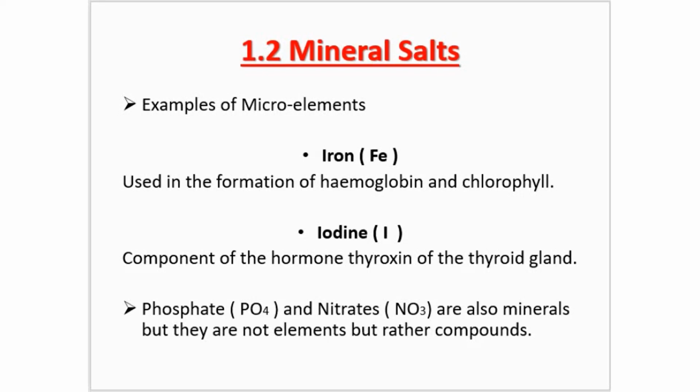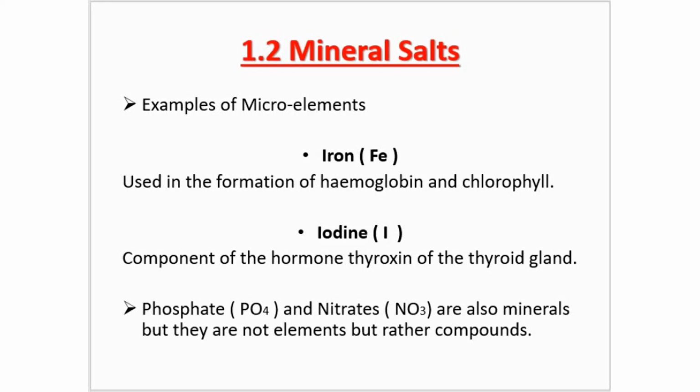And then there are examples of microelements now. These are the ones that are needed in small amounts. They are needed, but they're needed in small amounts. An overdose of these will obviously lead to catastrophic events. These include iron and iodine.